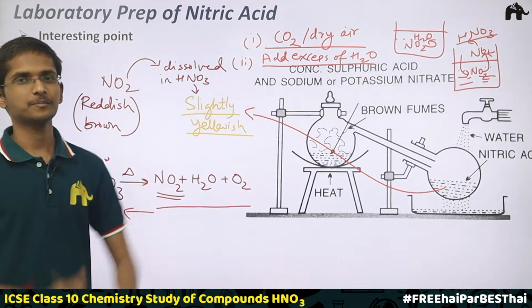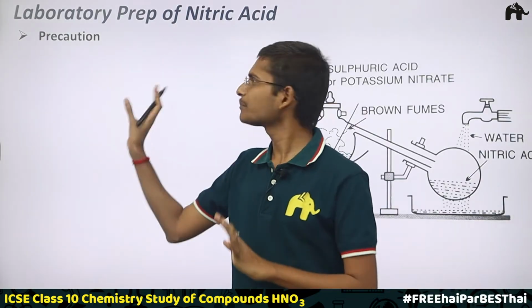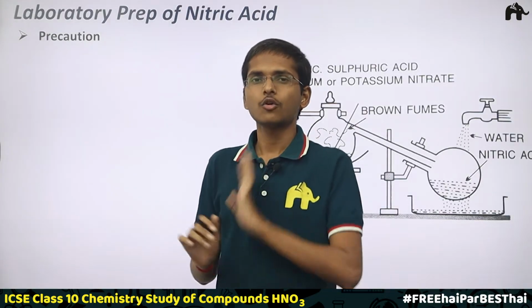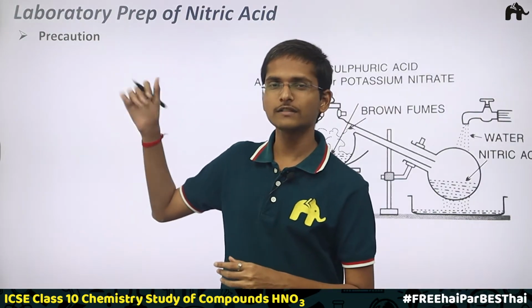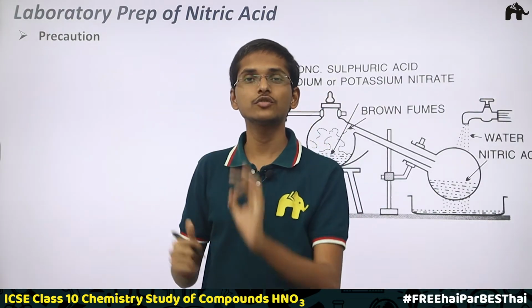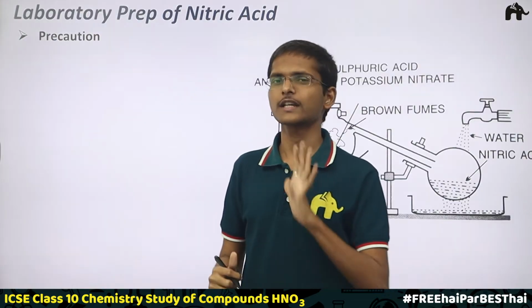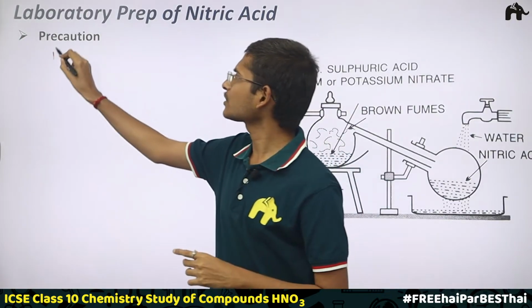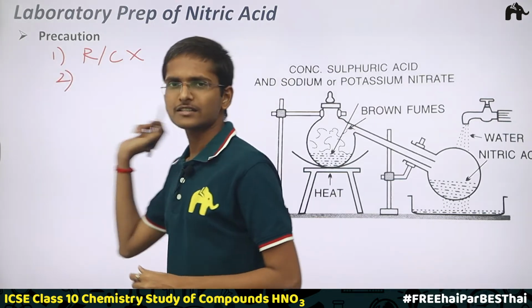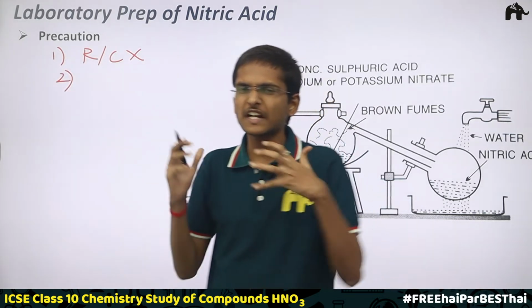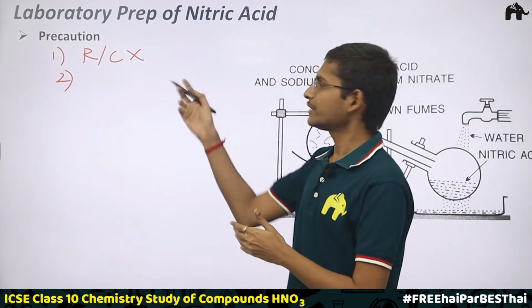Now let's quickly see some precautions which we need to take. First of all, I have told you the first precaution, at the initial stage when we are setting up the apparatus, never to use rubber or cork material in our apparatus. So that was the first one. Rubber or cork we should not use, only glass. Why? Because our nitric acid attacks rubber or cork, so we cannot use it.